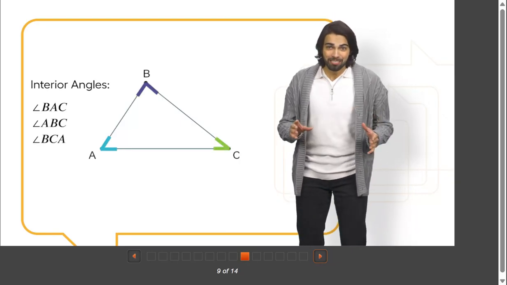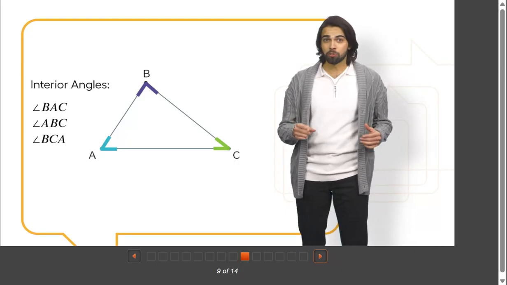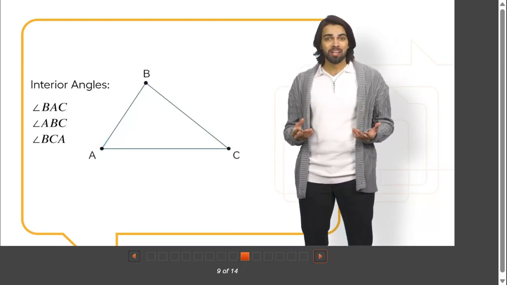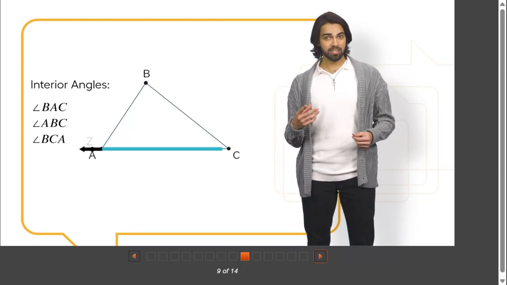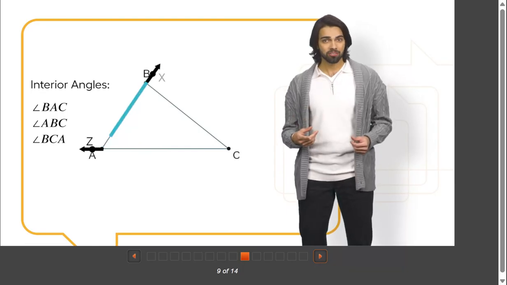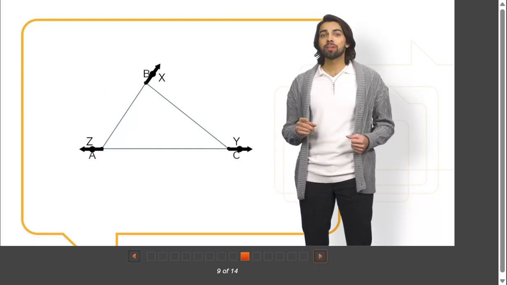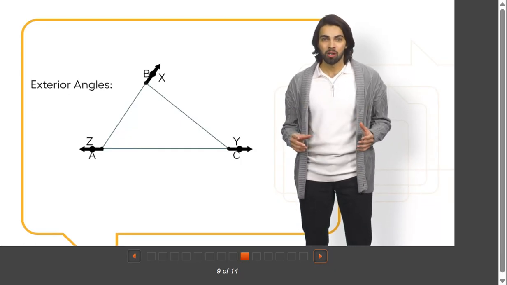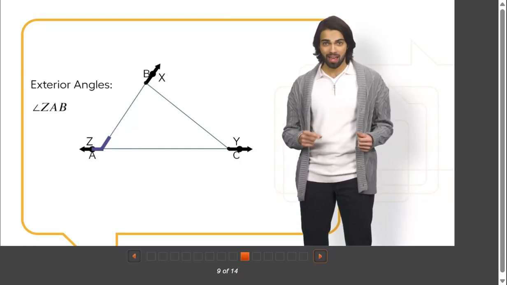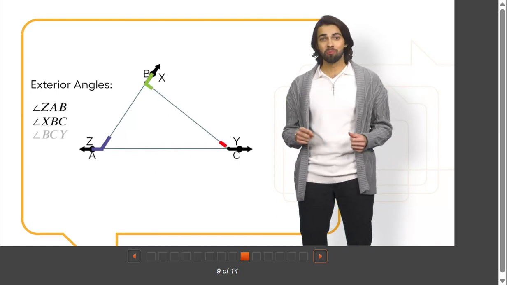All right, to find the exterior angles, we'll have to extend the sides of our triangle. Let's extend this side to a point Z, this side to a point X, and this side in the other direction to a point Y. Now we can see our exterior angles. We've got ZAB, XBC, and BCY.